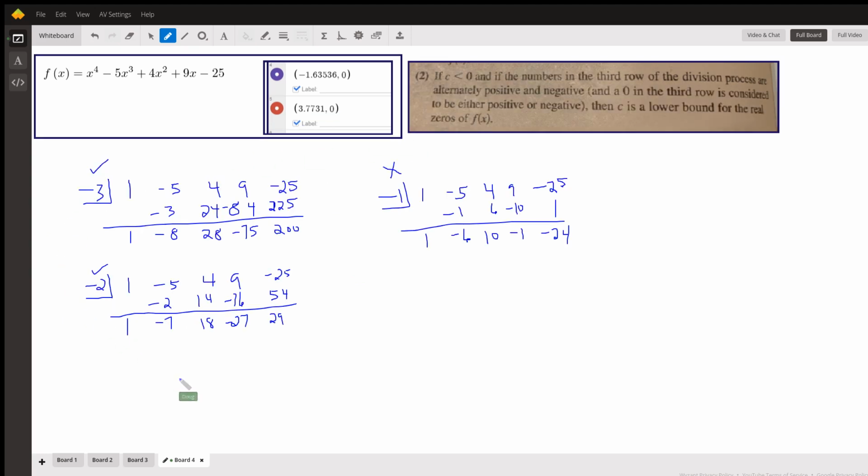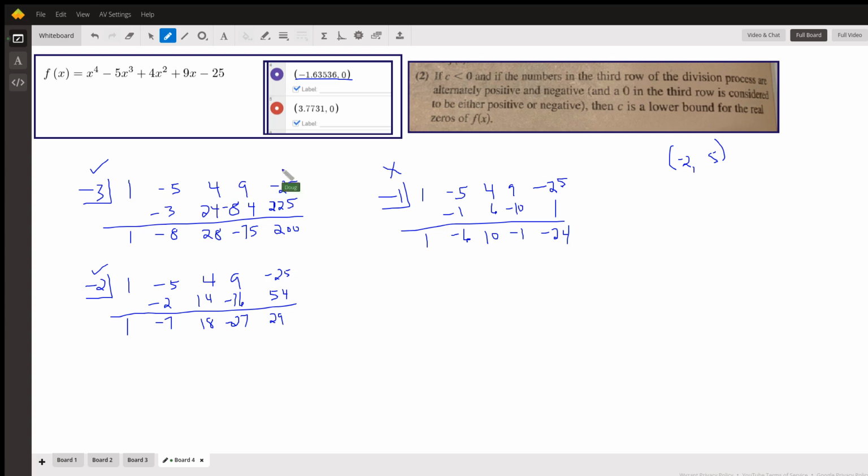If we go to board 4 and look for the largest lower bound, we think that it's going to be something like negative 2. So we think the interval from negative 2 to 5 will contain all the real zeros. But let's try negative 3.